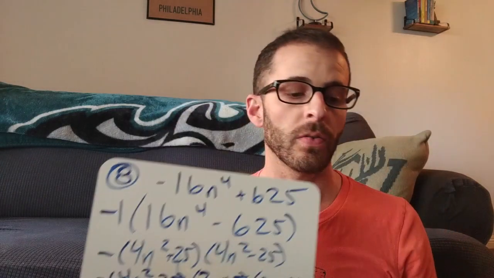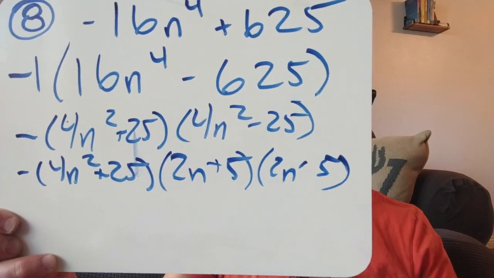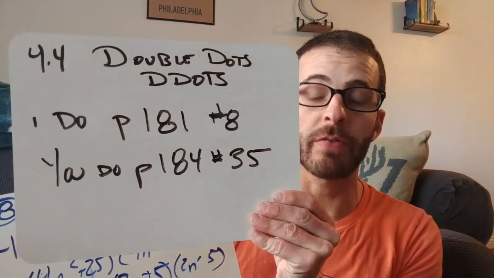All right? Right now, let me hold it up so you can get a better look and pause. And then you can go ahead and do page 181, number 35. All right?